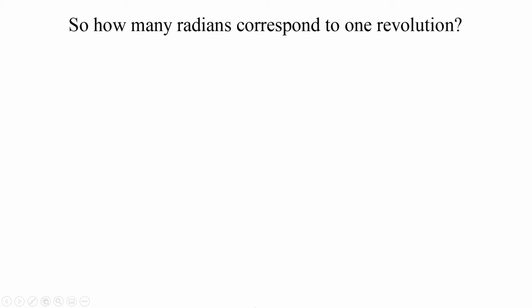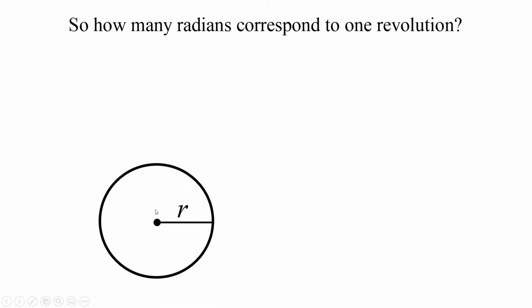Okay, so how many radians correspond to one revolution? Well, we know one revolution is 360 degrees. How many radians would that be? Let's think about this. One revolution, 360 degrees. What is that in radians? Well, theta equals, and what did we just say? Theta is arc length S over the radius, right? So I think we can figure this out pretty easily here.